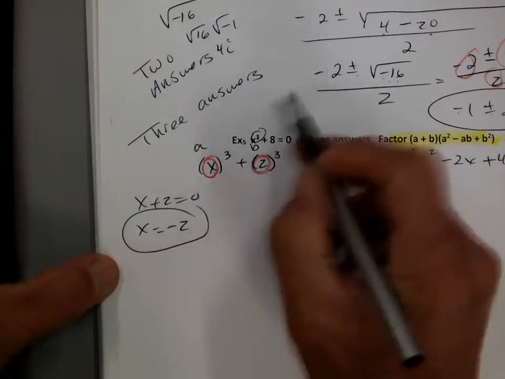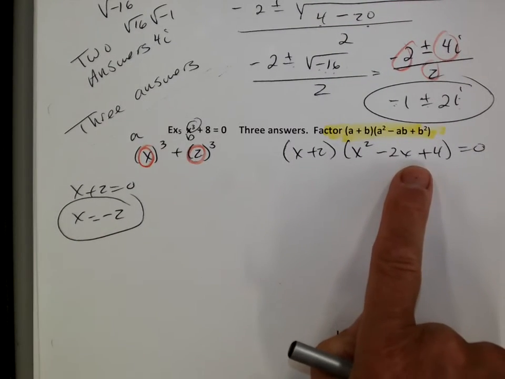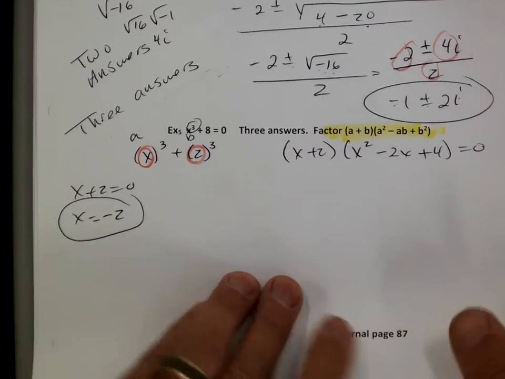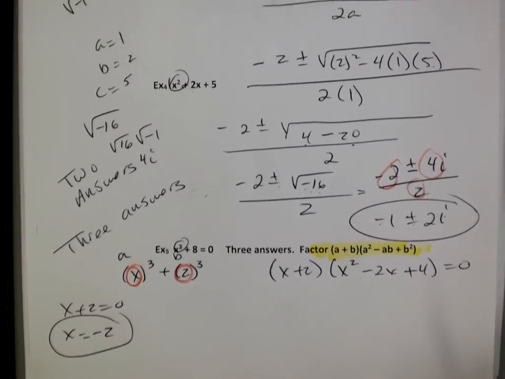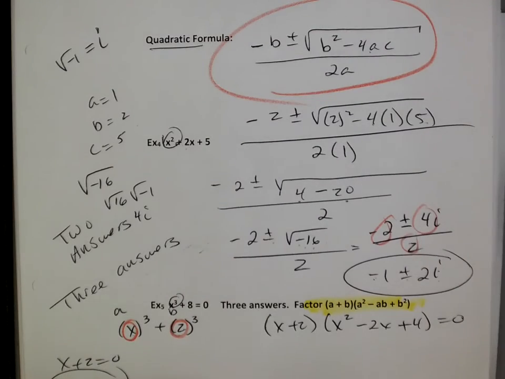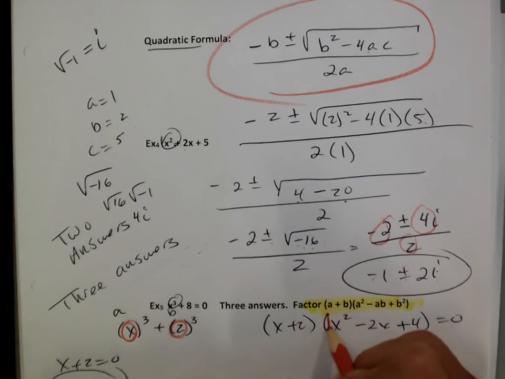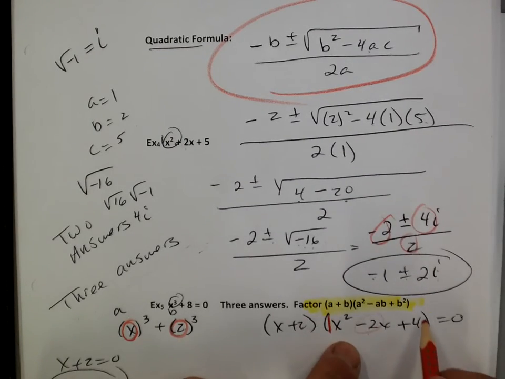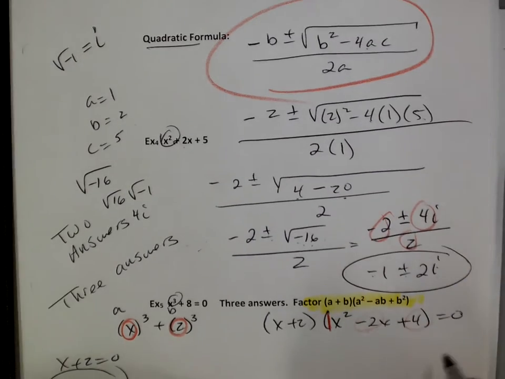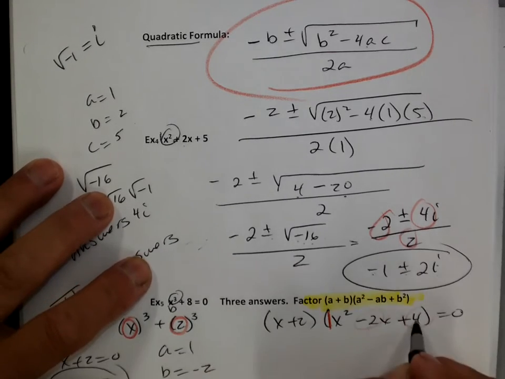Okay, that's one of 3 answers. Now, to get the other 2 answers, we're going to have to factor this, but it doesn't factor. So if it doesn't factor, we have everybody's favorite, the quadratic formula. So we're going to do the quadratic formula with this part. So a is 1, b is negative 2, and c is 4. Let me write that down.